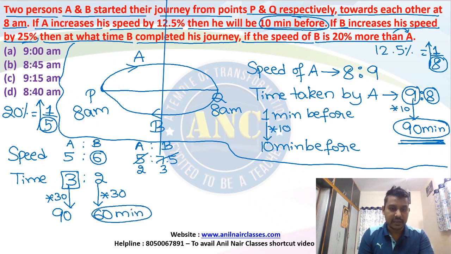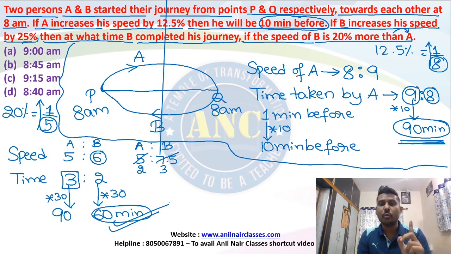That means usual time taken by B is how much? 60 minutes. That means they are starting at 8 o'clock in the morning. Both A and B are starting at 8 o'clock in the morning, and from 8 o'clock B is taking 60 minutes to reach the destination. That means 60 minutes is nothing but 1 hour, which we already know. From 8 o'clock B has traveled for 60 minutes and then he will reach the destination. So B will reach the destination at what time is the question? B will reach the destination at 9 a.m. Answer for this question is option A, which is 9 a.m.